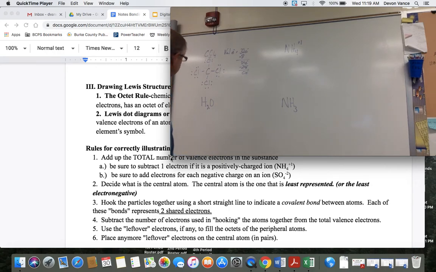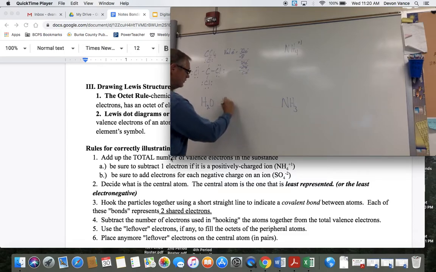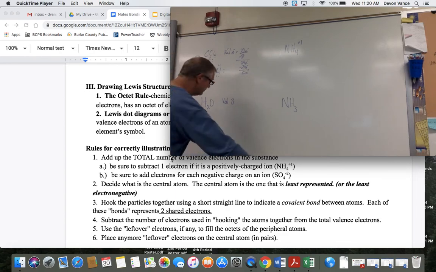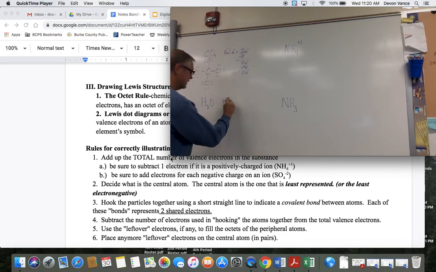All right, so I would like to go through and draw the next one for you. The next is going to be H2O, which is nothing more than water. So I have to count up the number of valence electrons. Hydrogen has 1. I have 2 hydrogens, so that's 2. I also have oxygen. I only have 1 of those, and that's 6. So this time I'm going to get 8. My valence electrons is going to equal 8.